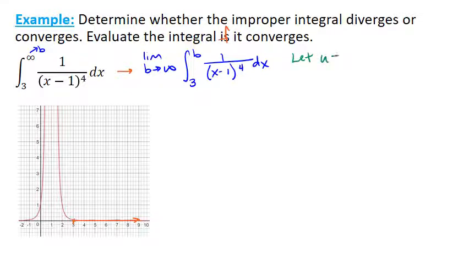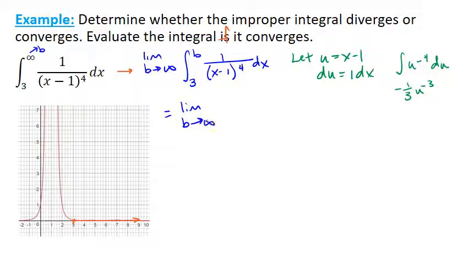Let's let u be x minus 1, going for a u substitution. If that's the case, then du is just 1 dx. Then I will integrate u to the negative power of 4, making that a negative exponent. If I integrate this, I get negative 1/3 u to the negative power of 3. So let's go ahead and plug u back in. This becomes the limit as b approaches infinity of, when I evaluate this integral, negative 1/3 times the quantity x minus 1 cubed. And I'll evaluate this from 3 to b.